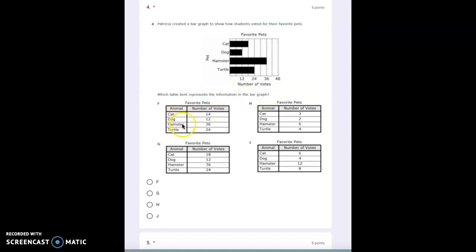Okay, so cat, dog, hamster, turtle. 14, 12, 36, 24. Cat, dog, hamster, turtle. 18, 12, 36, 24. H, cat, dog, hamster, turtle. 3, 2, 6, 4. J, cat, dog, hamster, turtle. 6, 4, 12, and 8. Is it F, G, H, or J?